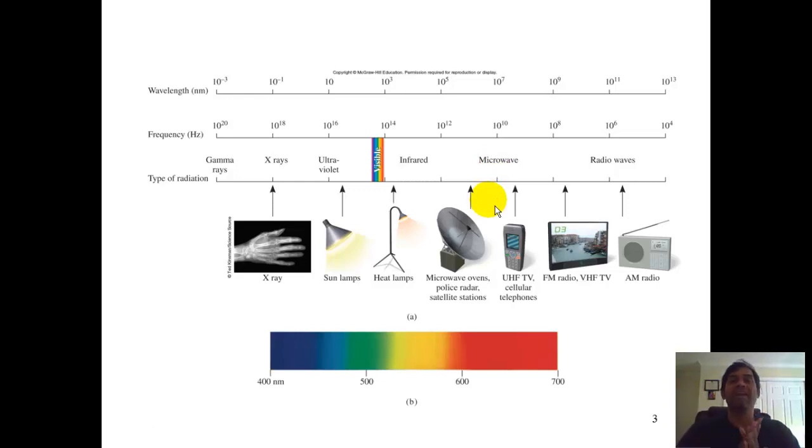All of these are magnetic field waves traveling perpendicularly to electric field waves. That is the electromagnetic spectrum. That is the electromagnetic wave. It's electric field wave traveling perpendicularly to the magnetic field wave. That's a very important point. The second important point is that they travel at the speed of light.